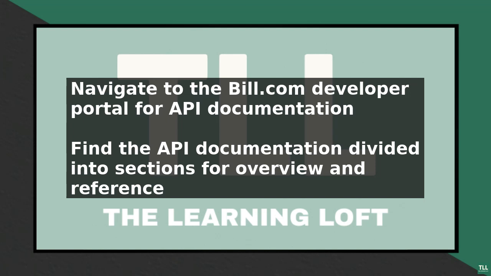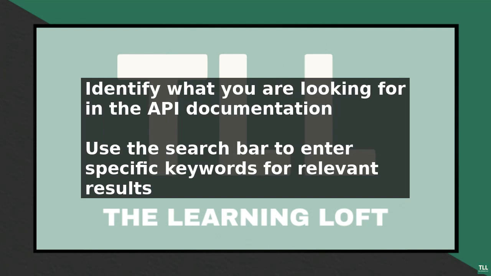Next, identify what you are looking for, whether it is information on a specific endpoint, error codes, or general guidance on implementing the API. Use the search bar at the top of the page to enter keywords related to your query. Be specific with your search terms to get relevant results.